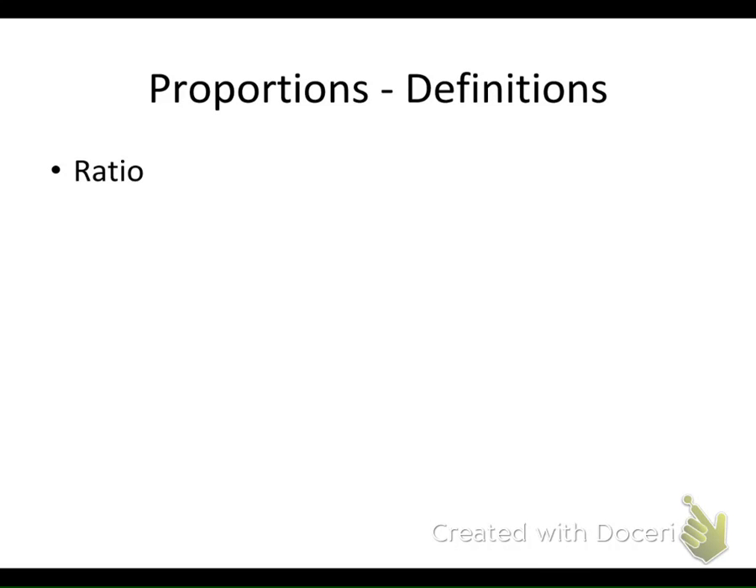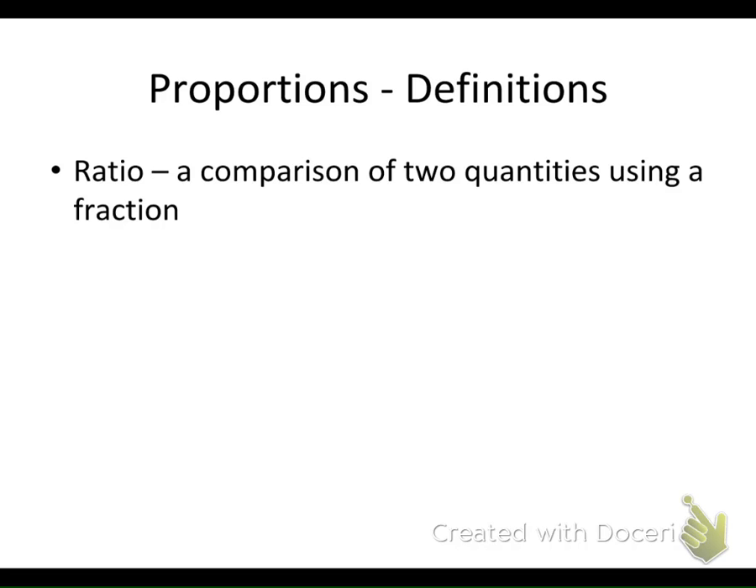So, proportions. The first thing you need to identify in a proportion is a ratio. We talked briefly about ratios last week when we were doing the Khan Academy notes. Who can explain to me what a ratio is? Who can remember from last week what a ratio is? Like comparing. Yeah, it's a comparison of two numbers. So a ratio is a comparison of two quantities, two numbers, using a fraction.